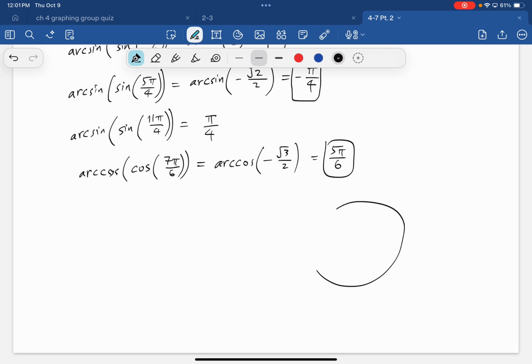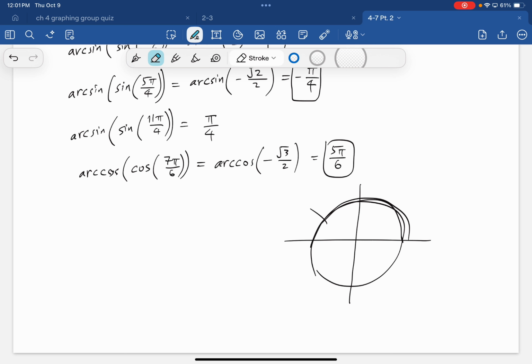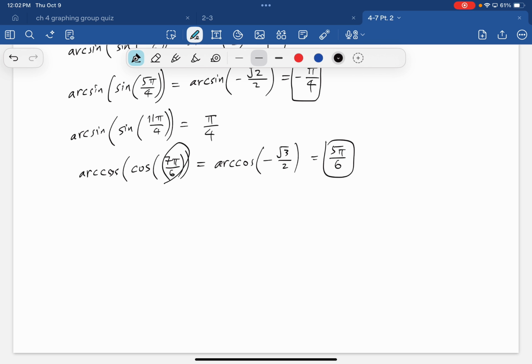Why is that? That's because for arc cosine, the range is in quadrants 1 and 2. So we're looking for something with x-coordinate minus root 3 over 2, so that'll be right here. That's 5 pi over 6. So once again, it's different. You can't just write that. I'll give you guys another one.